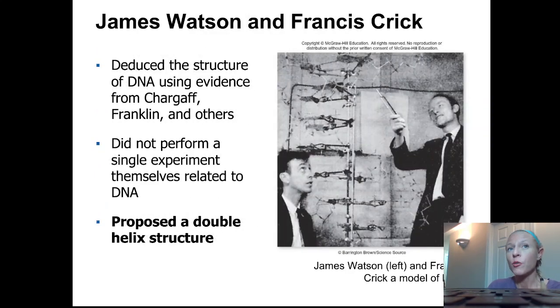You have probably heard of Watson and Crick, probably not so much Rosalind Franklin. We're working to try and change that in science. But they eventually, using Chargaff and Franklin's work and some others, deduced this structure of DNA, and proposed the double helix.